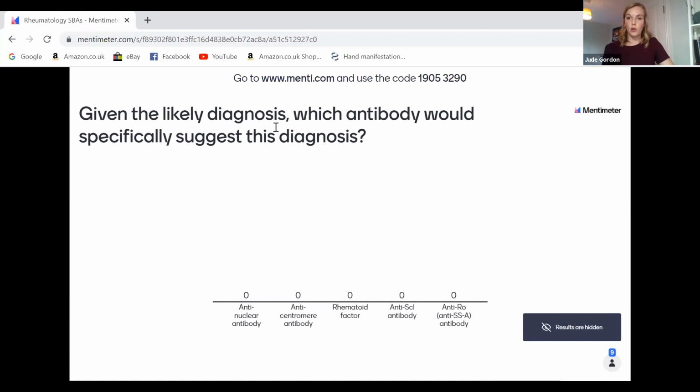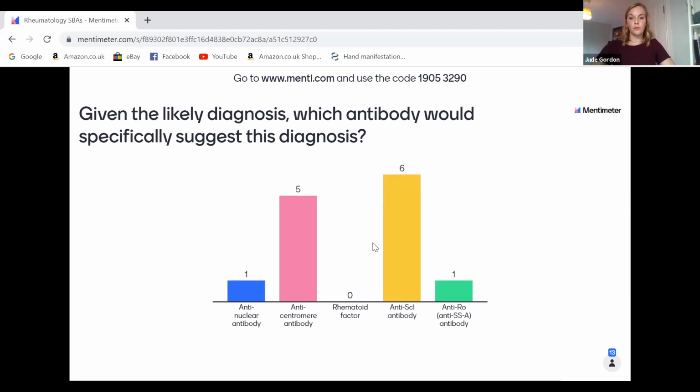Potentially a bit of a trickier one in the sense that you either know it or you don't, but the antibodies that are linked to these conditions do fairly commonly come up in exams, so it's a good thing to look at. Okay, let's see what we've got.